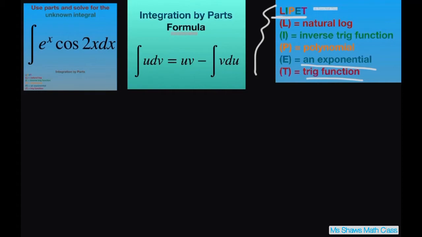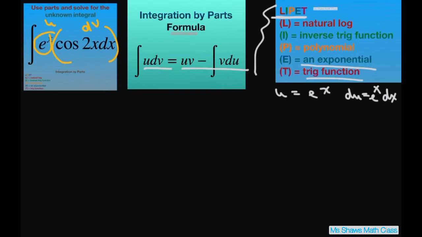Let's use that. We're going to let u equal e to the x. So du equals e to the x dx. And we're doing this to fill out our formula here. So this is going to be our u, and this part's going to be our dv. So dv equals cosine 2x dx. To integrate the dv, you're going to get 1/2 sine of 2x.